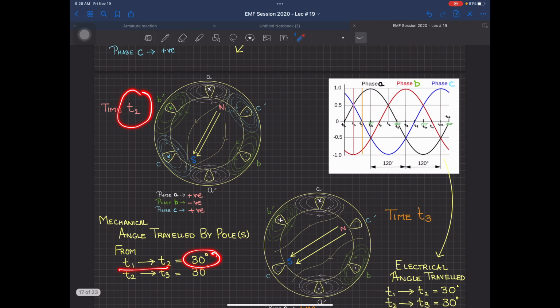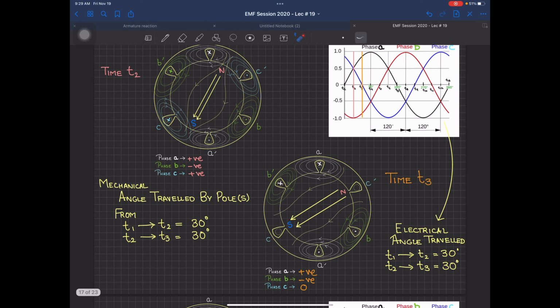And when you do it for time t2 to time t3, now this has moved to this point. So you have 30 degrees traveled over there. Previously the magnetic field at time t1 was like this. Now it has moved to this one. So the angle traveled is 60 degrees, and the time between t1 and t3 is also 60 degrees. You can see over here, because you have 30 plus 30 electrical angle, 30 plus 30 mechanical angle, that is 60 degrees. Any questions with this? So I can proceed further.